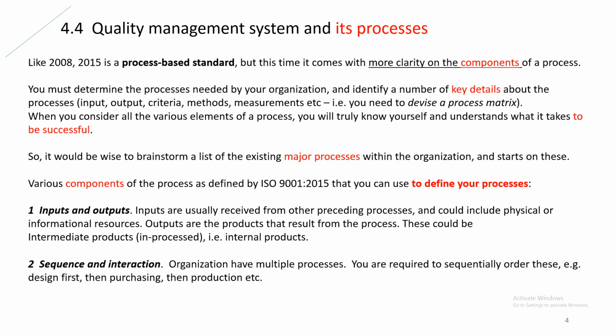You should be very good with the components of the process because you are going to be food technologists. You should know the process in detail. So what you must do is determine the processes needed by your organization, and you have to identify the key details about the processes. Key details: input, output, criteria, methods, measurement, etc. I want you to devise a process matrix.